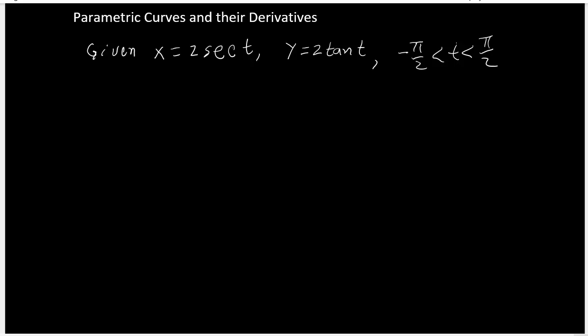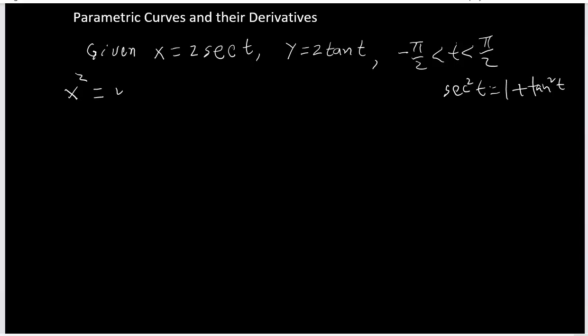We are given x equals 2 secant t and y equals tangent t. So boundaries are not included. You can easily understand because secant at negative pi by 2 is undefined, and also tangent at both the boundaries is undefined. All right, so we know a relation from trigonometry that secant squared t equals 1 plus tan squared t. So keeping that in mind, we try like this.